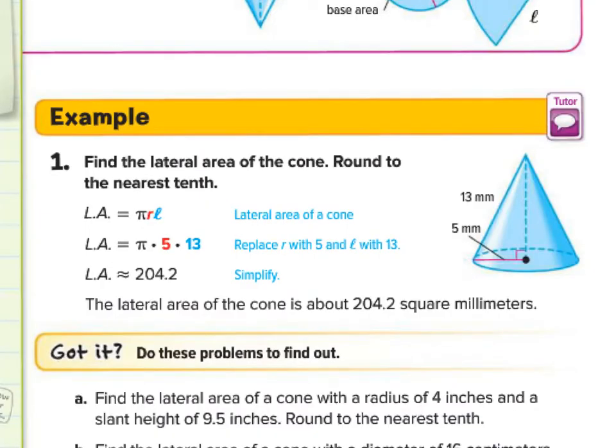And you can see that right away in example 1. Find the lateral area of the cone, round to the nearest tenth. Here we have a radius of 5 millimeters, a slant height of 13 millimeters, and we know that we can use pi as well. So our dimensions are given to us. We don't have to solve for any dimensions. And there we have it. Multiply all three, and the lateral area is approximately 204.2 millimeters squared.